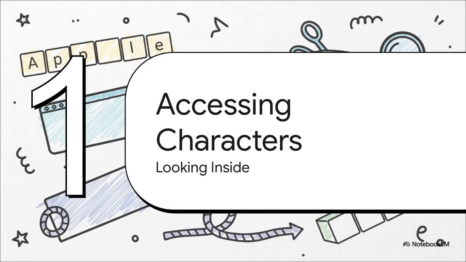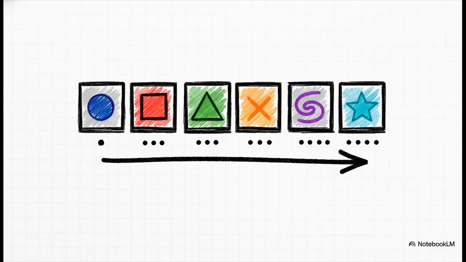Okay, so we've got our string. Now what? How do we actually get at the individual characters tucked away inside? Well, that's where something called indexing comes into play. I want you to think of a string like a row of mailboxes. It's a perfect analogy. Every single character has its own little box, and each box has a number on it, its index. That number is how you find exactly what you're looking for.